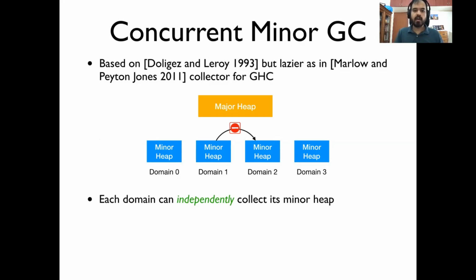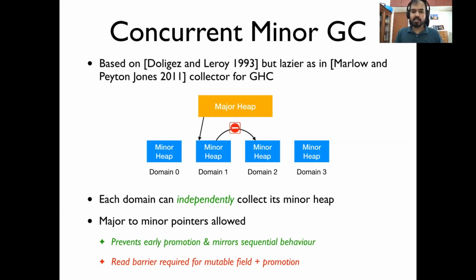And unlike the original Doligez-Leroy design, we allow pointers from the major to the minor heap. The reason why we allow this is twofold. First, it prevents eager promotion. Early promotion is a problem where you point to an object which is promoted, which would otherwise not have been if you hadn't established this pointer. And this also mirrors the sequential behavior.